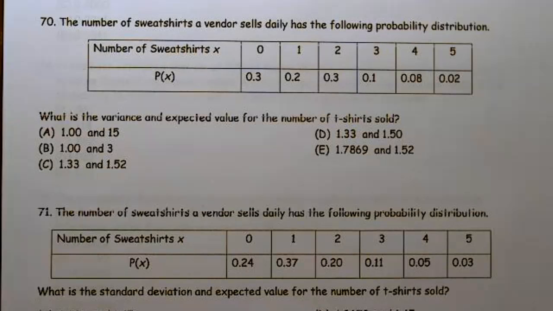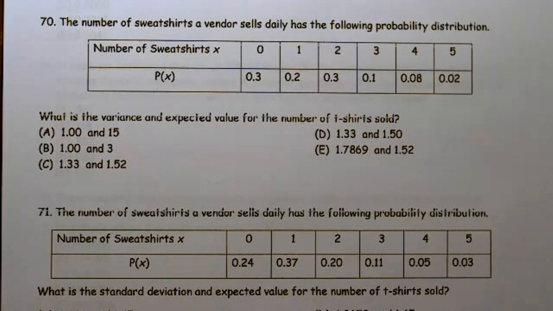Okay, I guess this is our seventh video on the statistics review, and we're going to talk about problems 70 through 78, I think. We may change it as we go along, but 70 through 78. So the number of sweatshirts a vendor sells daily has the following probability distribution. So they give this to us.